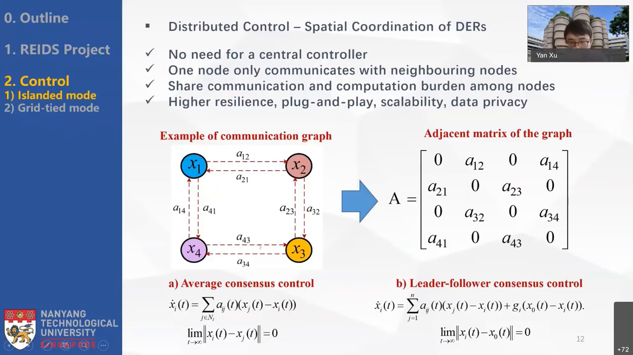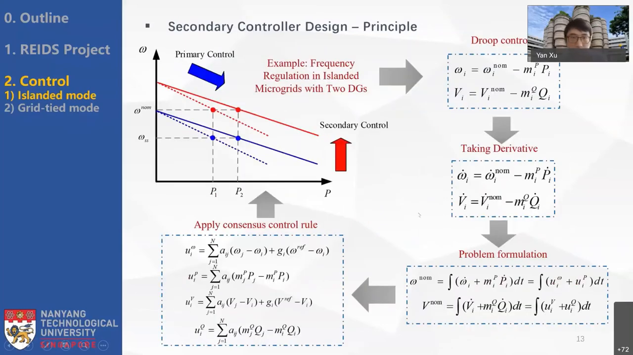And for the distributed control, basically we have two types. First one is the average consensus. Second one is the so-called leader-follower consensus. For the average consensus, the objective is that all of the control nodes will achieve the same status, which is the average of their initial status. Well, for the leader-follower, the followers will achieve the same status as the leader. Okay, so this is the general mathematical principle for the two consensus algorithms.